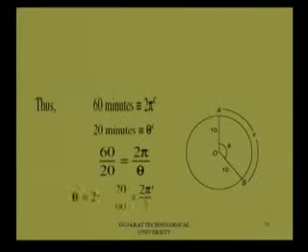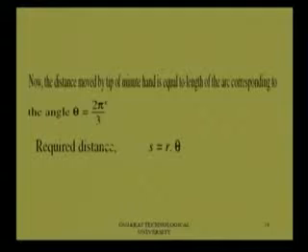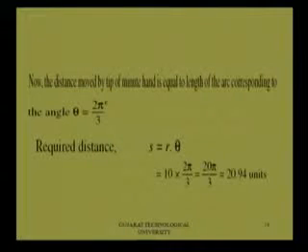So for 60 minutes it is 2 pi radian, so for 20 minutes how much? So the angle is 2 pi by 3 radian. Now the distance moved by the tip of the minute hand is nothing but the arc length corresponding to the angle 2 pi by 3. The required distance one can obtain using the formula r into theta, that is, radius is 10 and theta is 2 pi by 3.